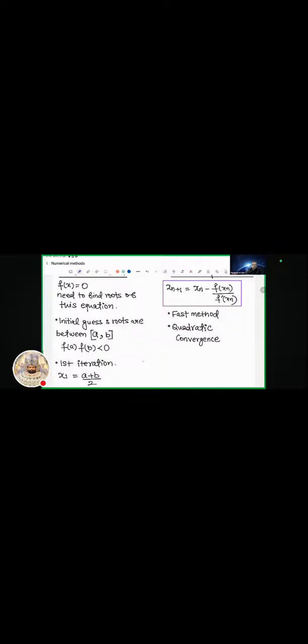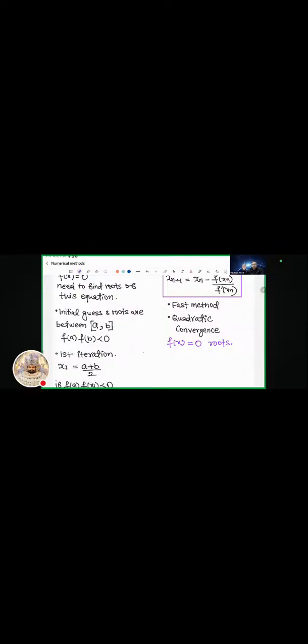So let's understand this formula. Again, the problem is the same. We need to find this: f of x is 0. So I need to find the roots of this. In bisection method, I started with the range. My roots will be from this to this. I started with the range.